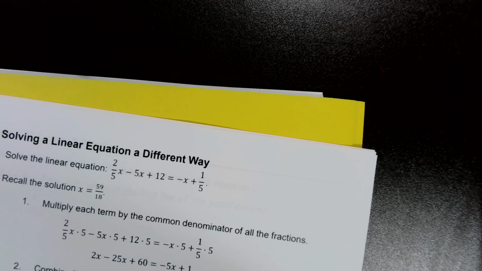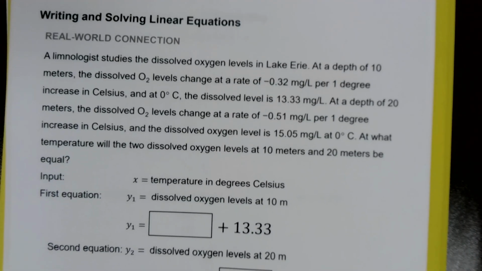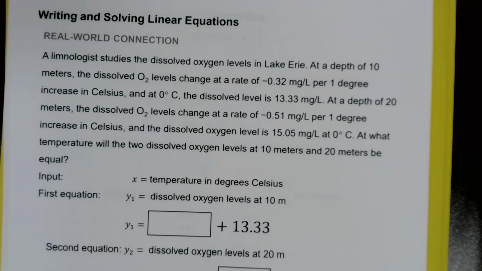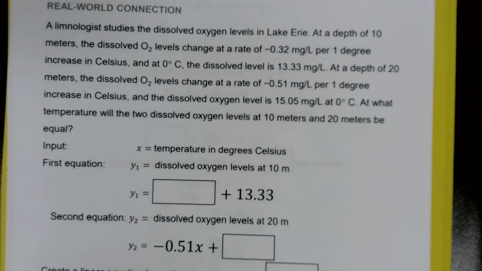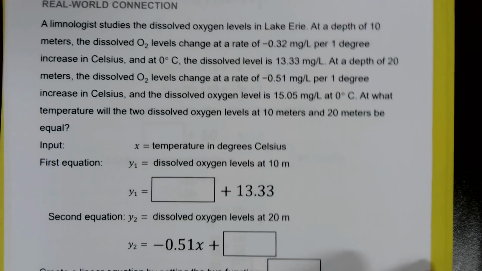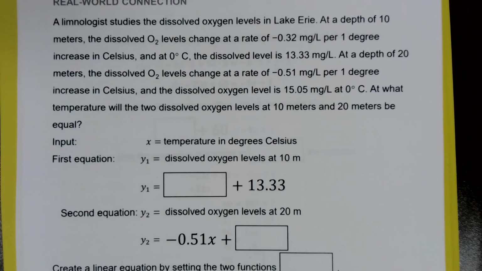Okay, we're going to look at writing and solving a linear equation. Here's a real world connection to this, okay? A limnologist studies the dissolved oxygen levels in Lake Erie. At a depth of 10 meters, the dissolved O2 levels change. See where this is all going? Take a minute and read that until you understand what's going on for each equation.